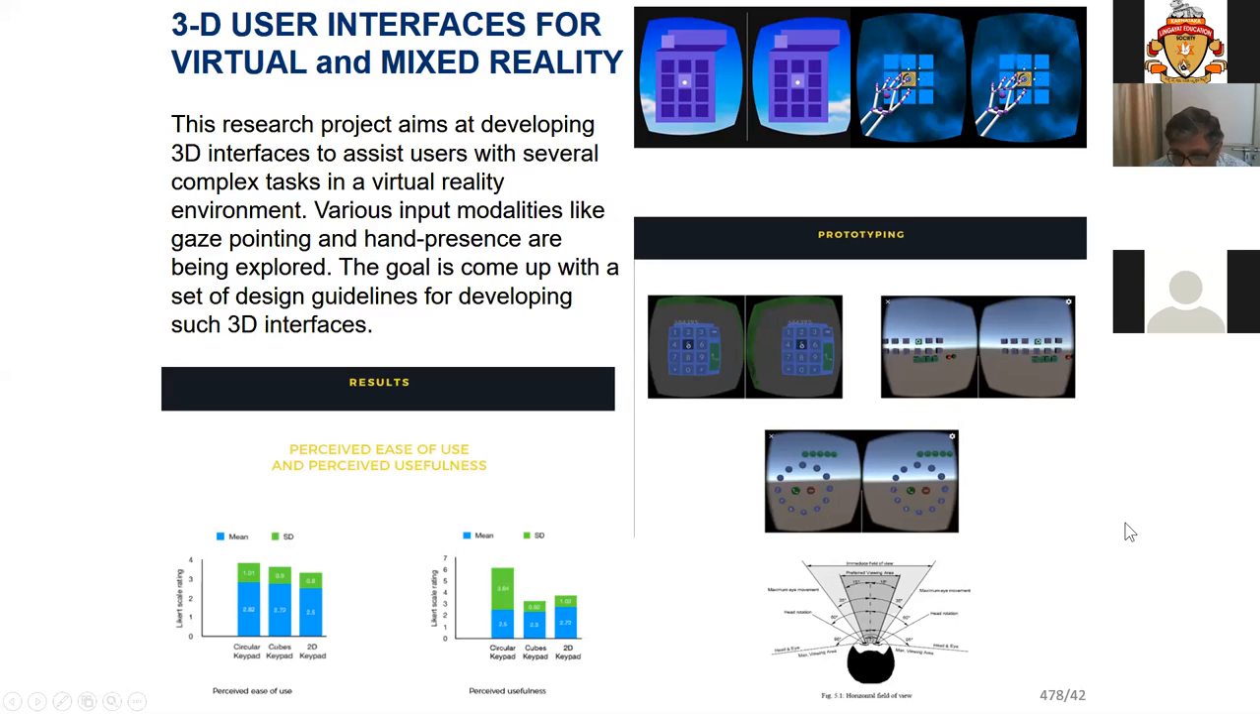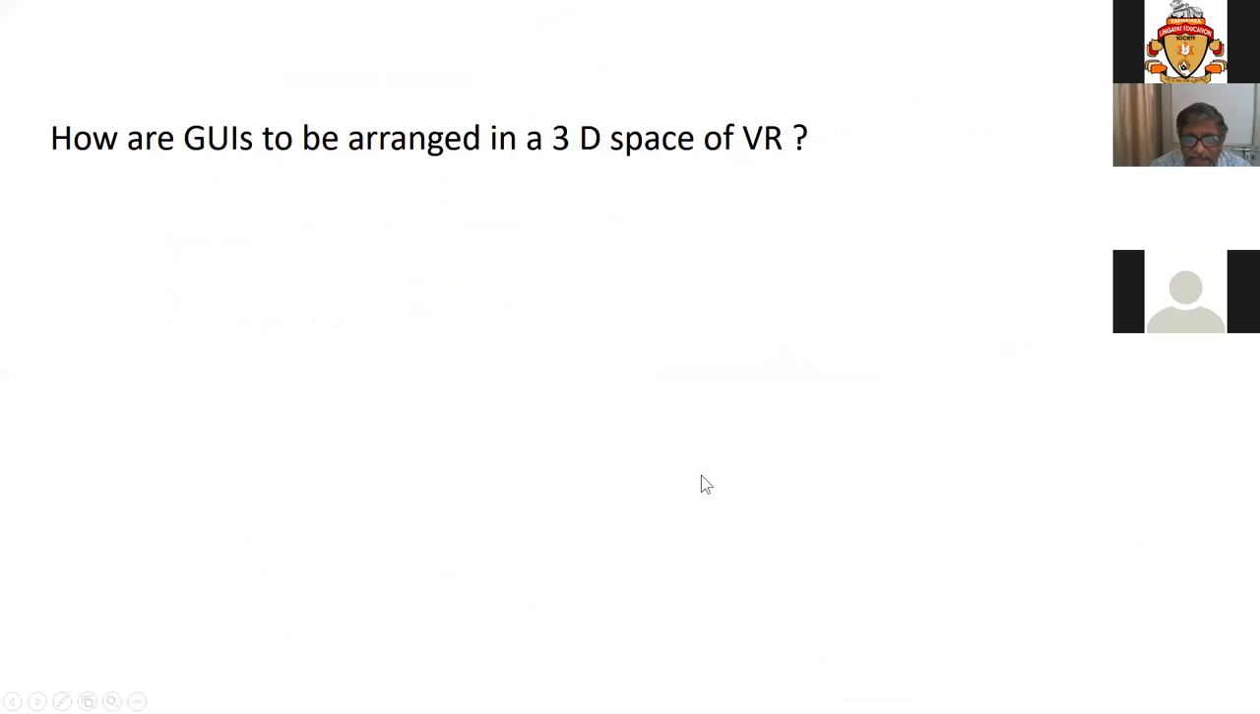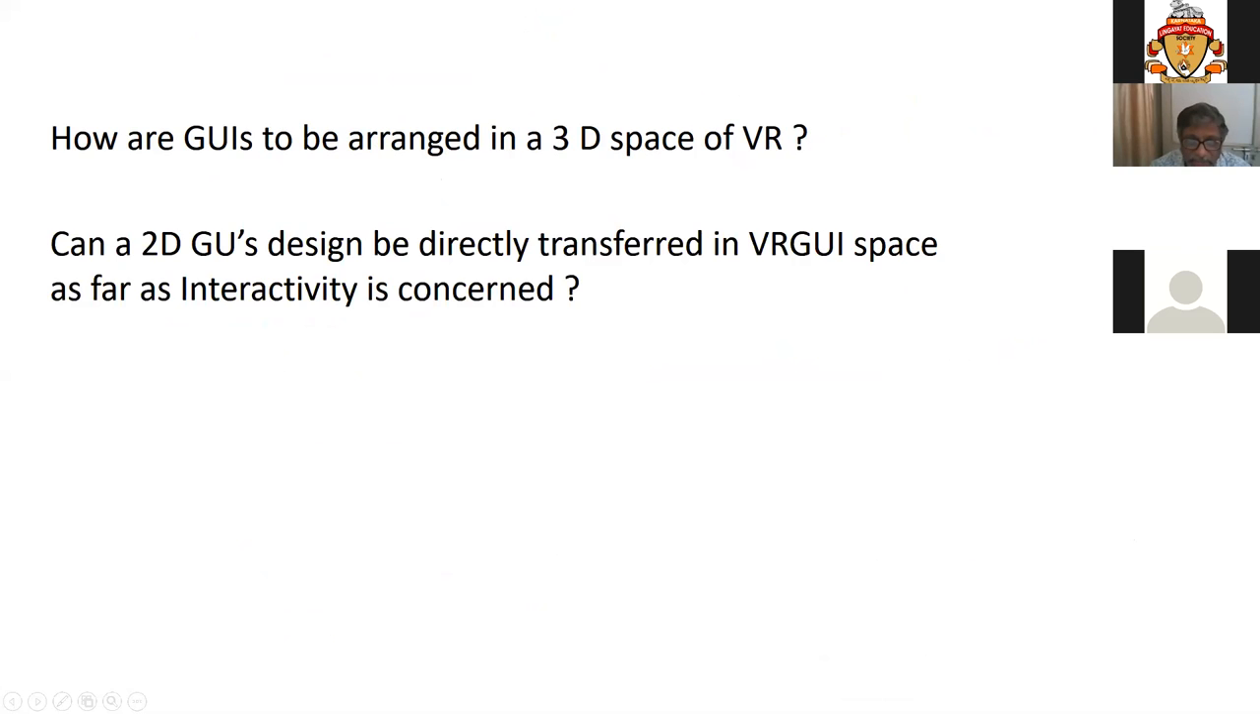This is what we do in simple fundamental research, and we take perception values. In one of the papers, which we presented in two different places, I'm combining them together here. And these are my students who have done this together. This was presented in Sweden, I think. So how are GUIs to be arranged in 3D space? This was the question. Can a 2D GUI's design be directly transferred to virtual reality GUIs as far as interactivity is concerned? And by interactivity, we mean interaction design.